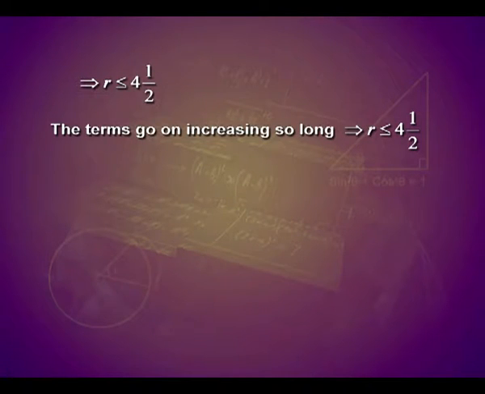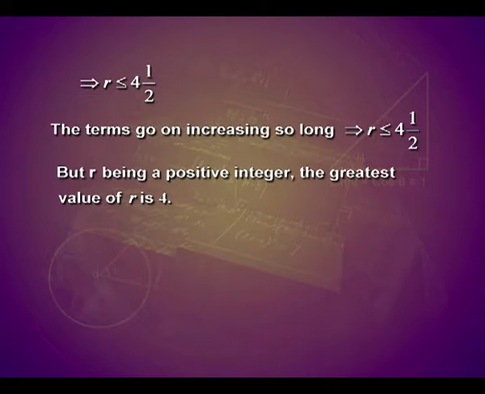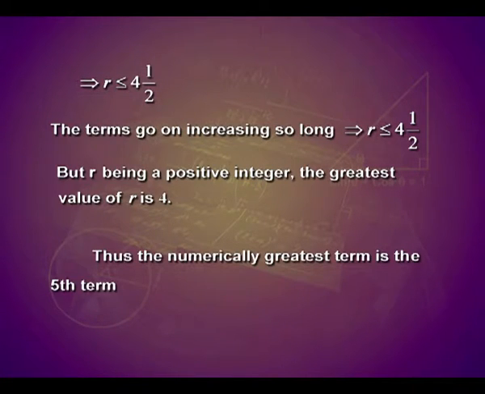So, for the term to be the greatest, as long as r is less than or equal to 4 and a half, the terms go on increasing. But r is a positive integer, therefore the greatest term would be arrived at when r is equal to 4. And therefore, the term that we are looking for is the fifth term. So, the greatest term numerically will be the fifth term in that expansion.